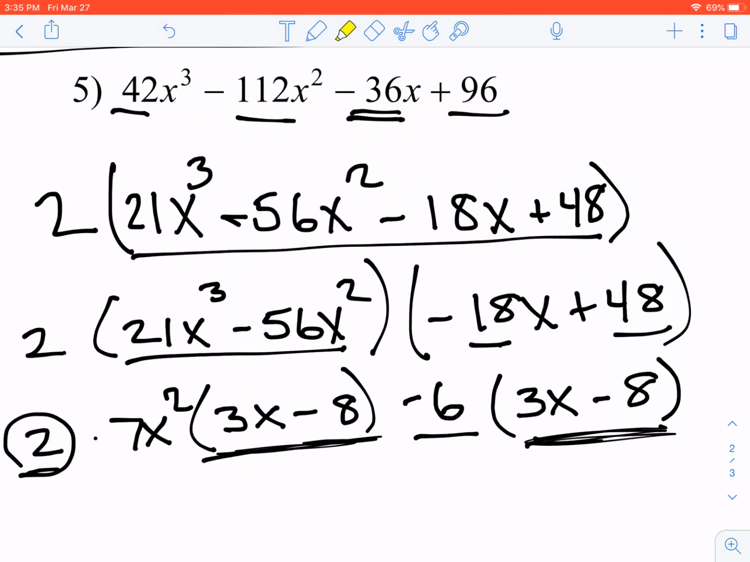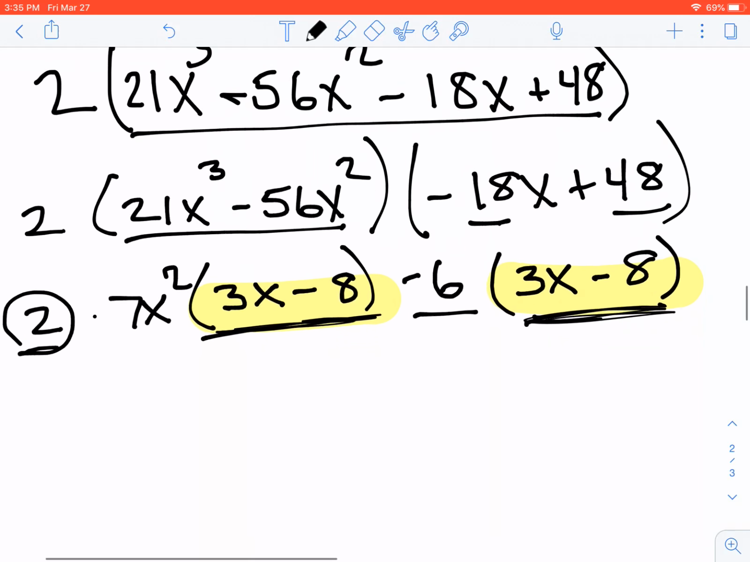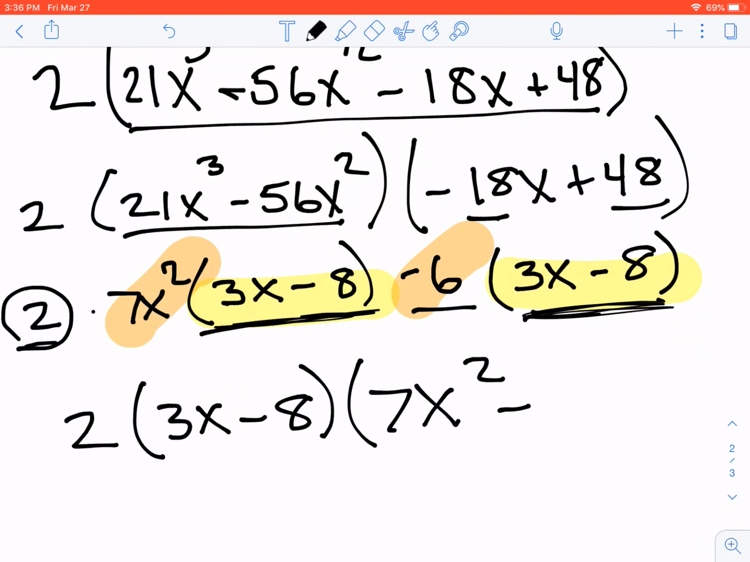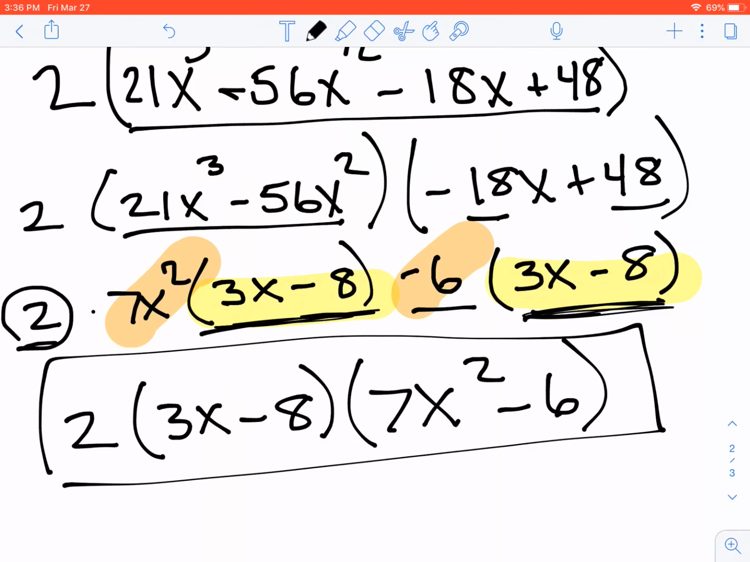Okay, I'm going to do my 2 for 1. I'm going to take these and factor them out front. Don't forget about the 2. And now I have my 3x minus 8, which comes out with it. And what I'm left with is the 7x squared and the minus 6. So after I factor out that 3x minus 8, I'm just left with inside 7x squared minus 6. And that's your answer. If you multiplied all that stuff out, you would get the answer you started with. So this is factored form.